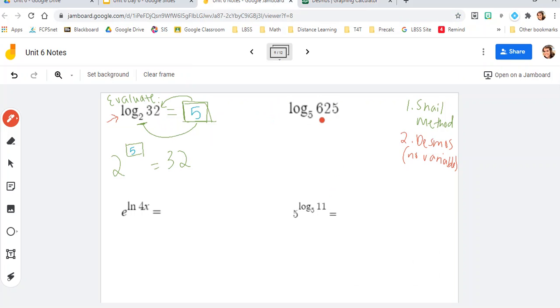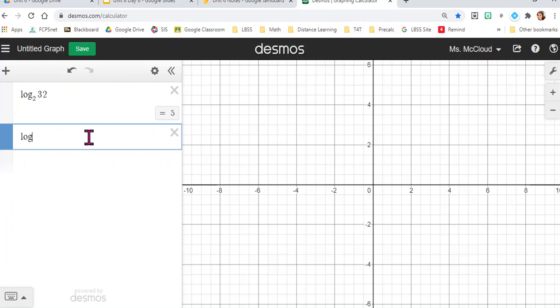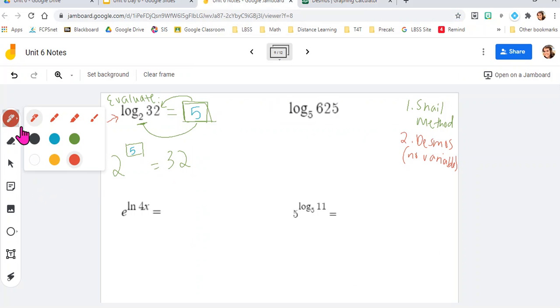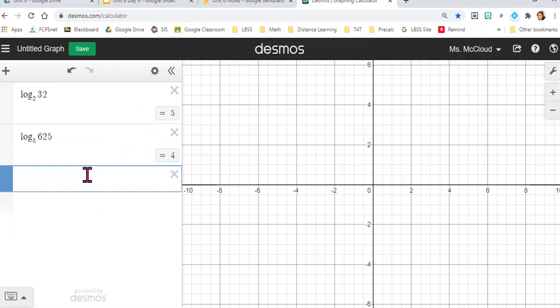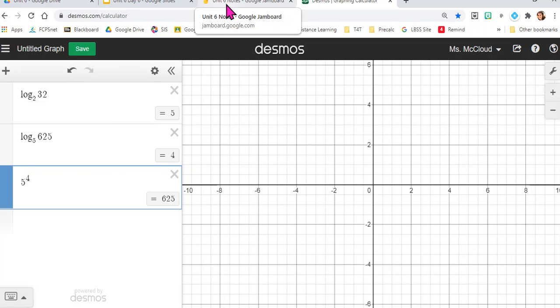So if we look at the next one, we'll do it backwards this time. Let's try Desmos first. Log base 5 of 625. Looks like the answer here is going to be 4. So we could check our work. I'm going to use snail method to help me check my work. So if I start with my base, I say the base raised to the 4th power equals 625. Well, let's check it. 5 raised to the 4th power. Ta-da! Equals 625. So that does make sense.